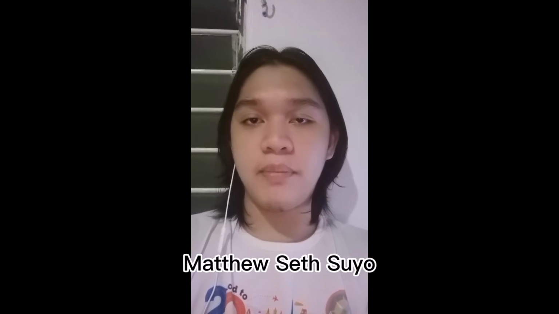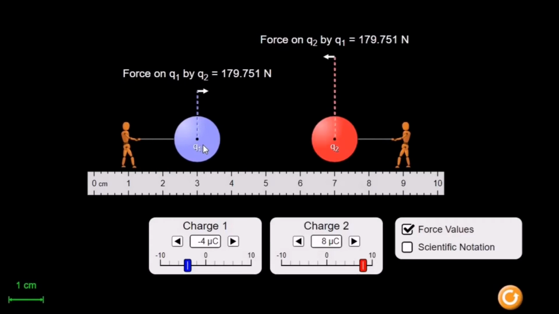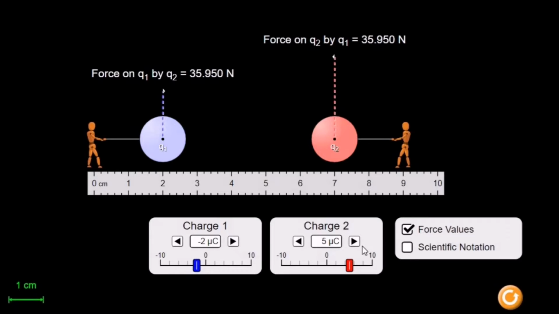Using the simulator, we were able to illustrate Coulomb's law based on our experiments and the values in our tables. The charges in the first table had a constant distance of 5 centimeters between them. We only had to change the charges of charge 1 and charge 2 to get different values.